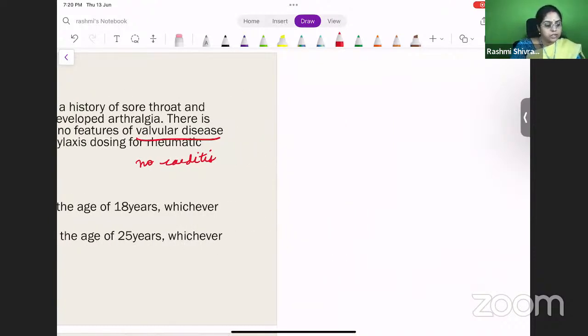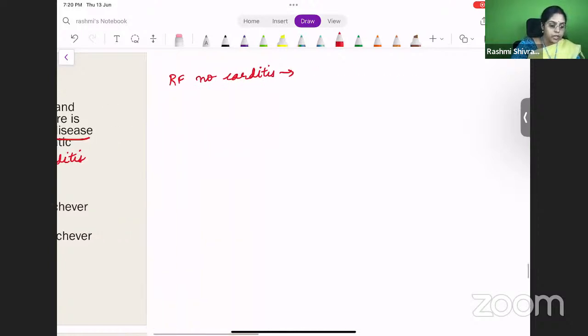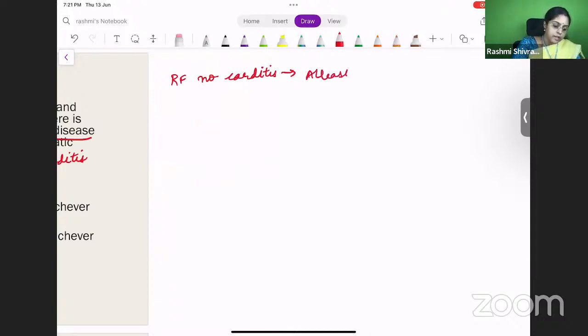Let's see. If the patient is having rheumatic fever but no carditis, what should you do? There should be prophylaxis for at least 5 years, or at least till the patient is 18 years of age, whichever is longer. So in rheumatic fever with no carditis, the patient should be given prophylaxis for at least 5 years or until the patient reaches 18 years of age, whichever is longer.